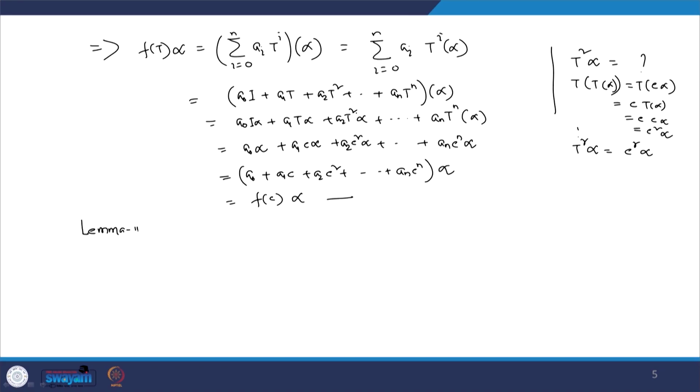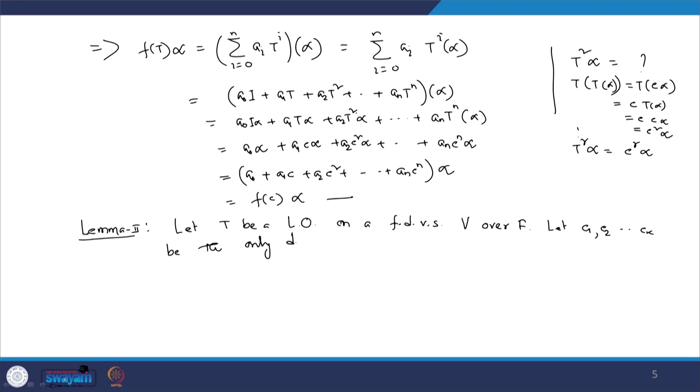I can say Lemma 2. Let T be a linear operator on a finite dimensional vector space V over the field F. Let c1, c2, ..., ck be the only distinct eigenvalues of T.